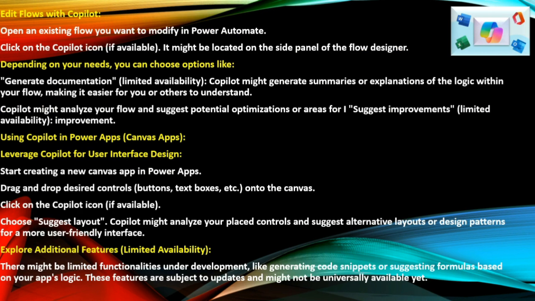Edit flows with Copilot. Open an existing flow you want to modify in Power Automate. Click on the Copilot icon, if available. It might be located on the side panel of the Flow Designer. Depending on your needs, you can choose options like Generate Documentation.